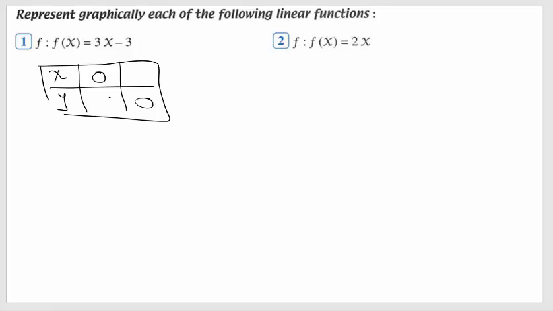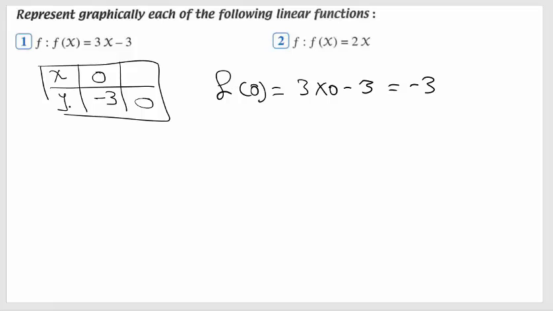So in the first one, I will put x equals 0 and solve to get y. Like f of x, it will be f of 0, 3 multiplied by 0 minus 3, which is equal negative 3. Then it will be 0 and negative 3.